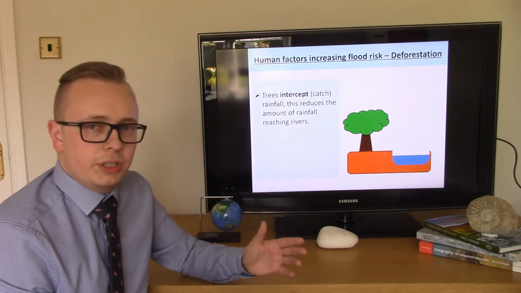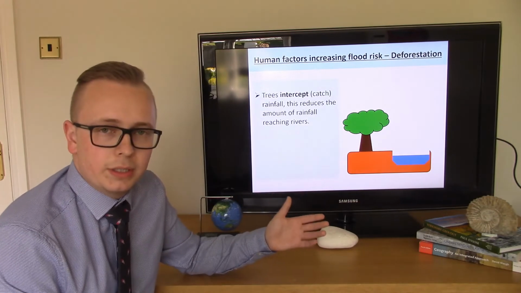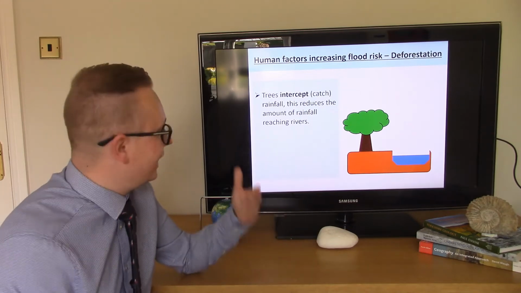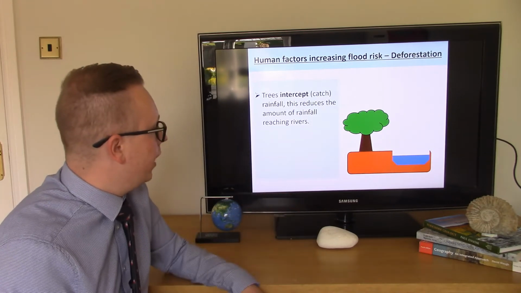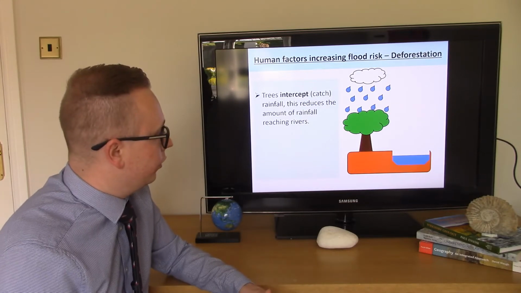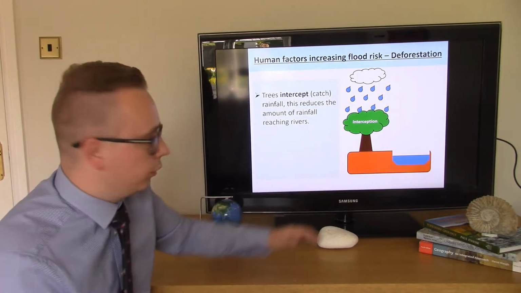Next up, deforestation. Well, first of all, we'll talk about trees. Trees are brilliant. They're a natural way of reducing flood risk because they intercept or catch the rainfall. So it reduces the amount of rainfall actually reaching the river channel. So these are actually a good way of naturally reducing flooding.